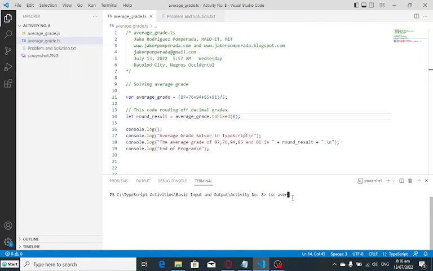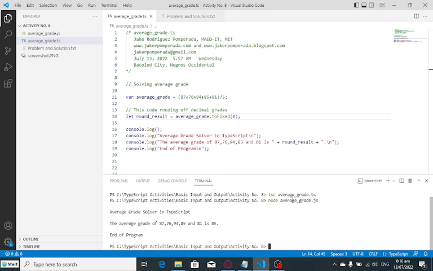space average_grade.ts. The ts is the extension in TypeScript. Press the enter key on your keyboard. Okay, to execute, node space average_grade.js. It will convert to a JavaScript file.